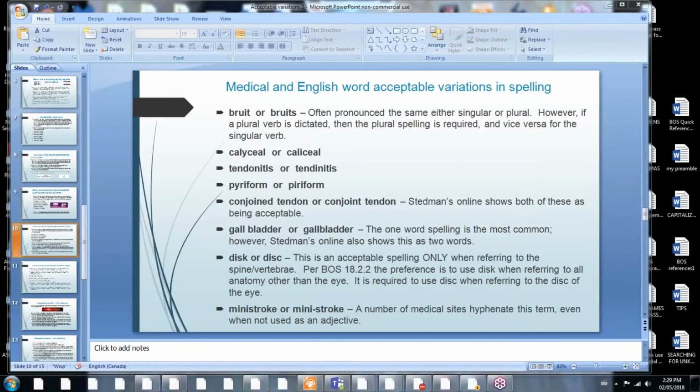So once again, if it's referring to any other part of the body, your spine or vertebrae, or any other part of the anatomy, use disk, DISK. But if it's referring to the disc in the eye, use DISC. Another acceptable variant is mini stroke with or without a hyphen. So a number of medical sites hyphenate this even when not used as an adjective.